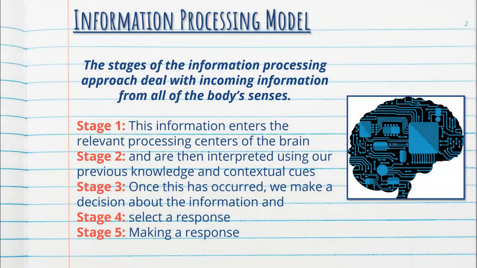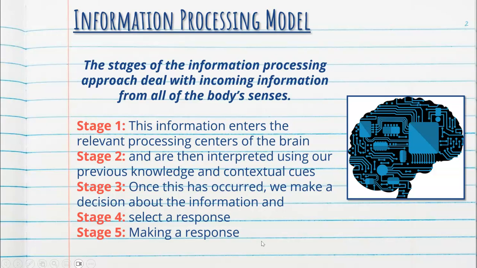Before we talk about memory, we need to first look at how information is actually processed in the brain. The information processing model is the stages of the information processing approach that deals with incoming information from all the body's senses. There are 5 stages to this process. Stage 1 is that the information enters the relevant processing centers of the brain. Stage 2 is that it is then interpreted using our previous knowledge and contextual cues. Once this has occurred, we make a decision about the information, so whether it's important or not. We then select a response as part of stage 4, and then in stage 5, we make the response.